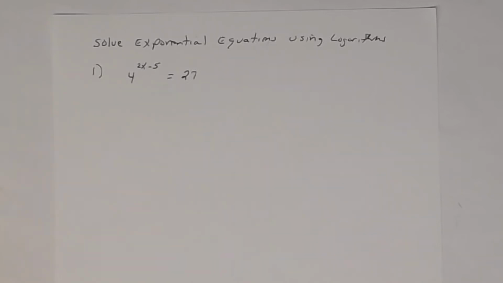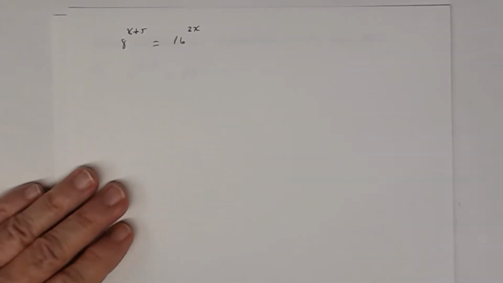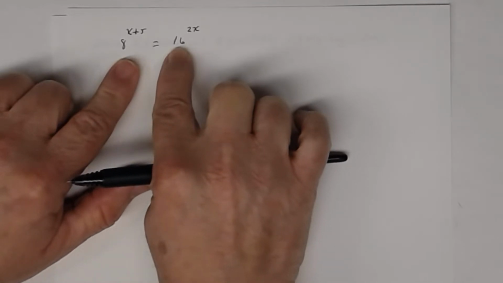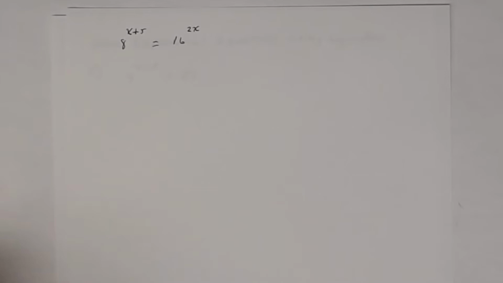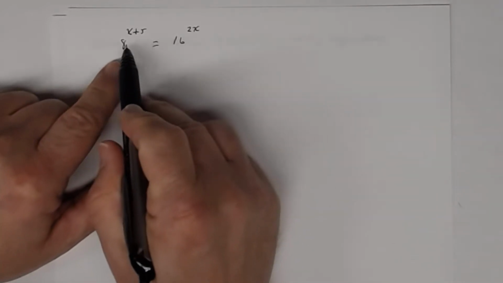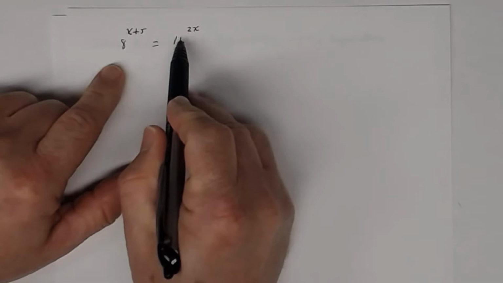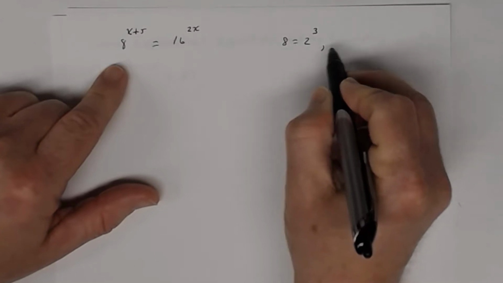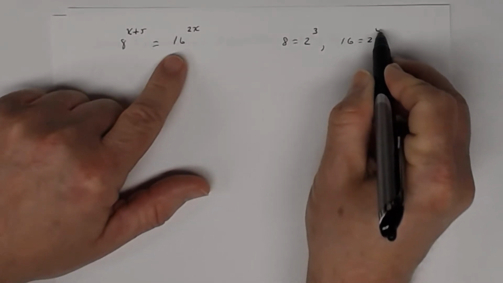In this lesson, we're going to learn how to solve exponential equations using logarithms. Now, I want you to notice that in the previous lessons, we solved exponential equations where we were able to get the bases to be like bases, and then we were able to use the idea of one-to-one properties of logarithms. So remember in a previous lesson, if you look at the base 8 and the base 16, I can write 8 as 2 to the third power, and I can write 16 as 2 to the fourth power.